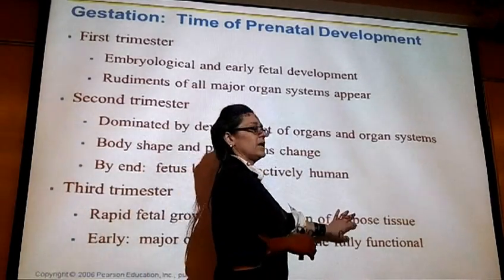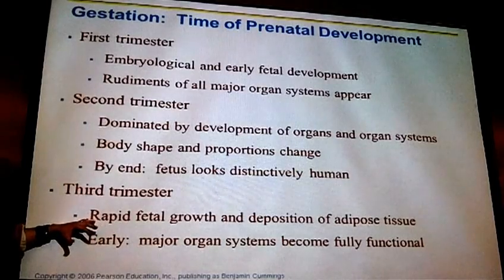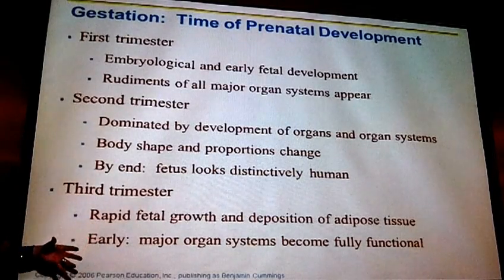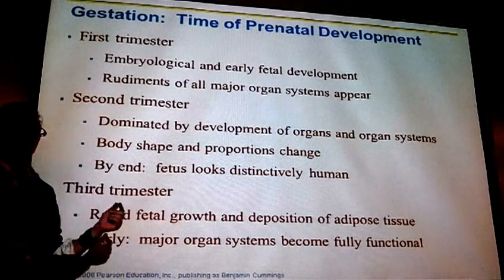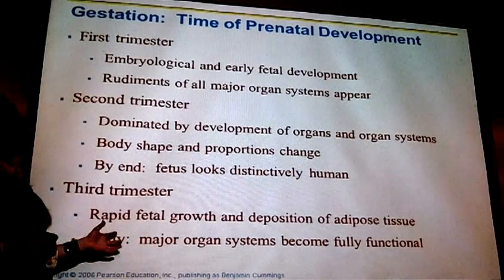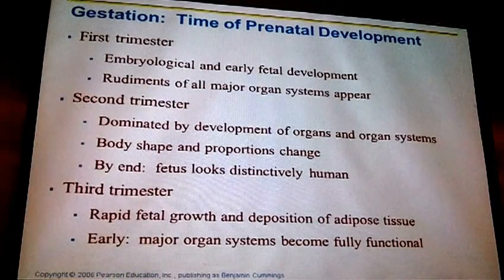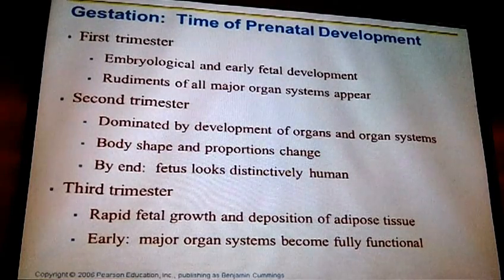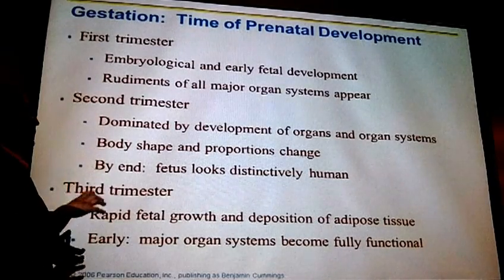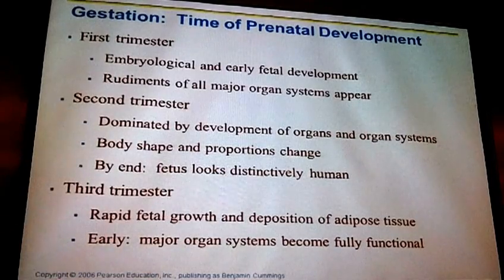You're going to start laying down a lot of adipose tissue, and by late in the second trimester, early in the third, really all of your major organ systems are fully functional, with a couple of exceptions. What's the one organ system that's not going to be functional at that point? The respiratory system won't. That's the major one. The respiratory system won't be fully functional, and that's because we're not going to take in any air into those lungs until that baby's born.